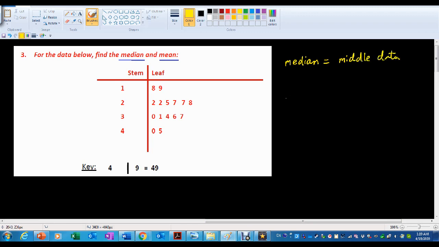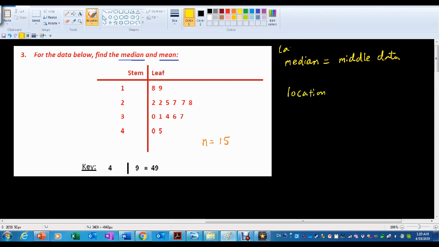How could we find the middle data? We need to find the number of data here. What is the number of data? Let's count the number of leaves. The number of data means the number of leaves. So there are 15 data, right?